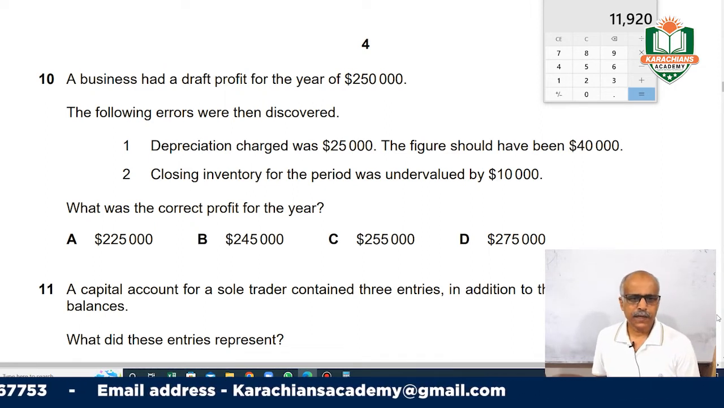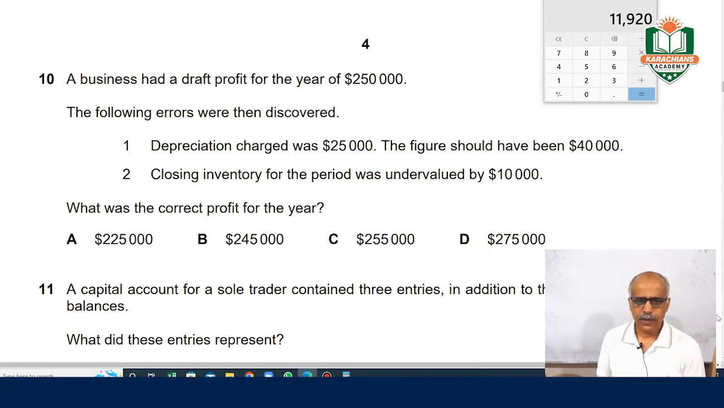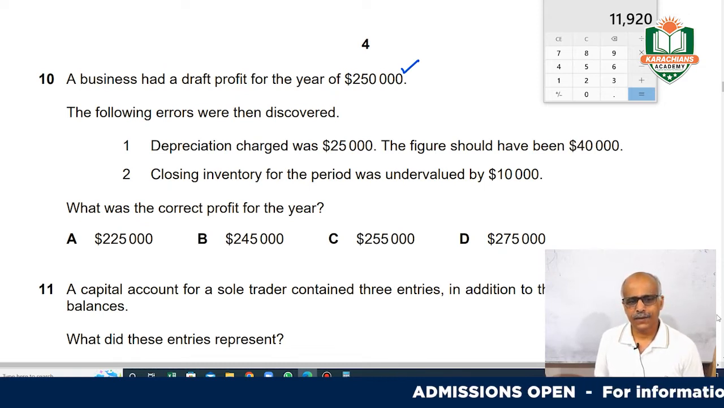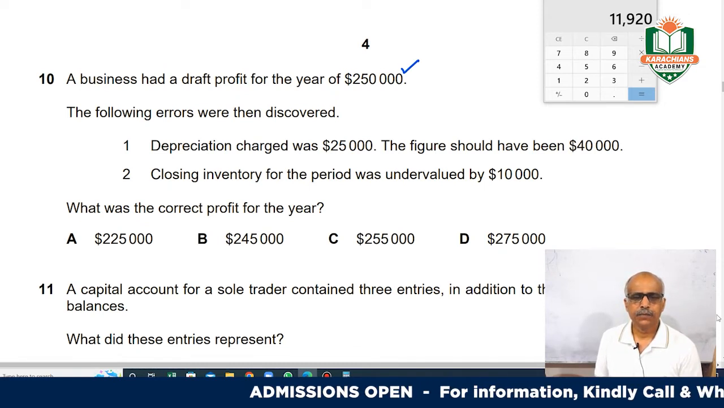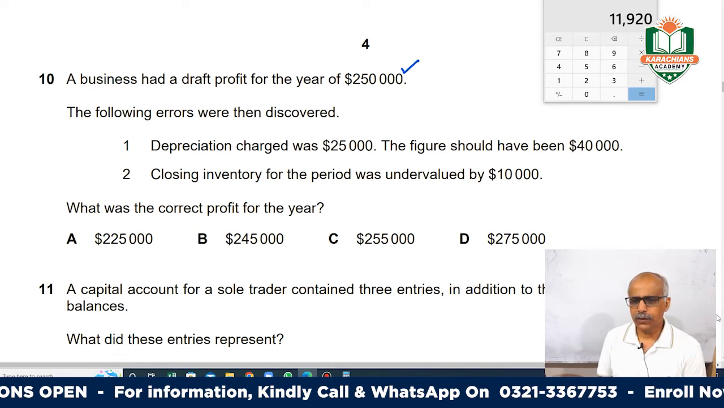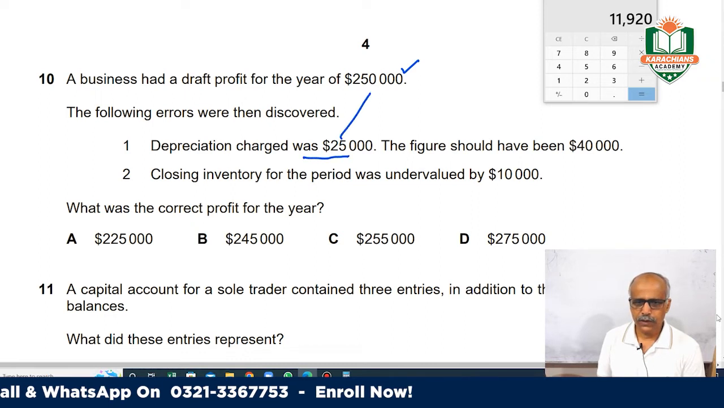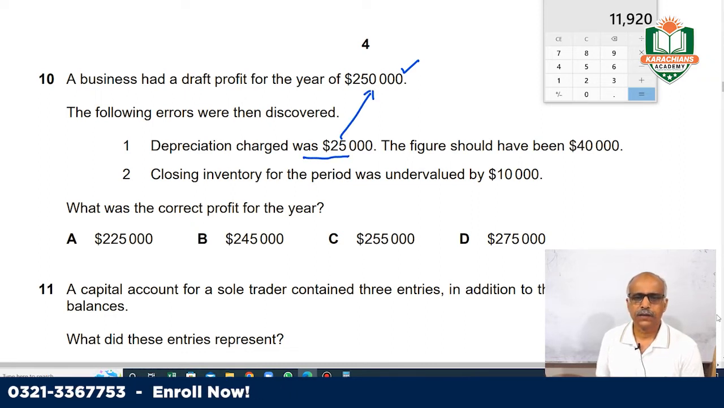A business had a draft profit of 250,000. The following errors were then discovered. Actually, this is draft profit, and after calculating the profit at the later stage, some errors were discovered. Depreciation charge was 25,000. It means when you calculated this profit, you deducted depreciation of 25,000.